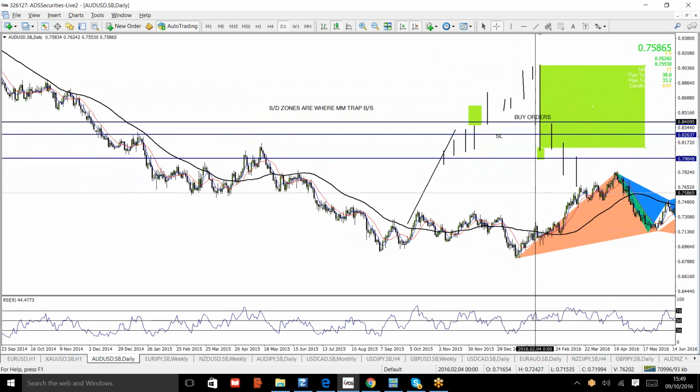Now the question is this. You'll ask me: why do we mark these zones? I explained why we mark strong reactions, why we mark points of failure and points of reaction in support and resistance. And the question is, why do we mark supply and demand zones? Guys, if you do not know the philosophy behind it, there's no point in putting them on your charts.